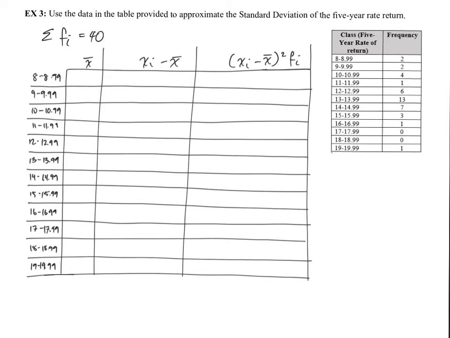Alright, we found the sample mean previously in our other example, I believe it was example 1. So our sample mean was 13.1, so I'll just write that down for all of these. Then we need to do our x sub i minus x bar. The x sub i are the class midpoint values we found previously from our other table. Remember, we add the 8 and the 9 and divide by 2. Let me fill out this chart.